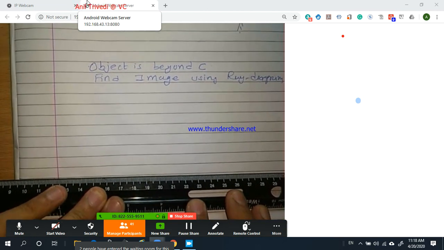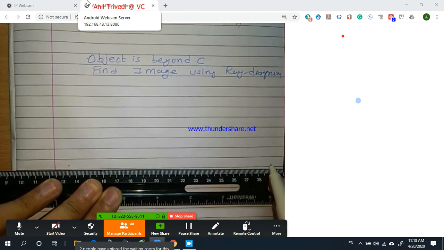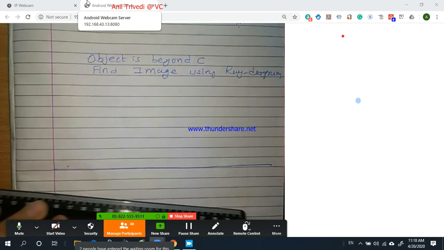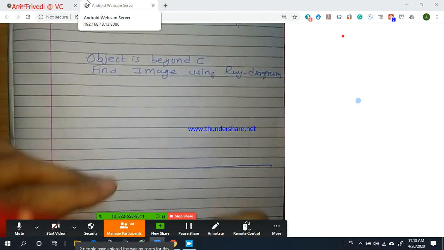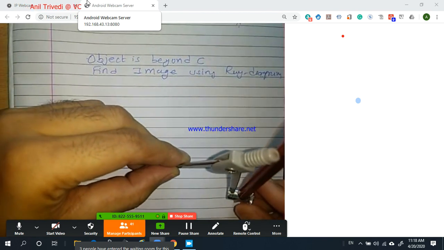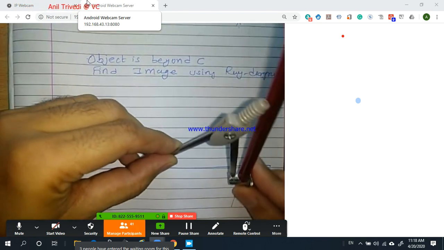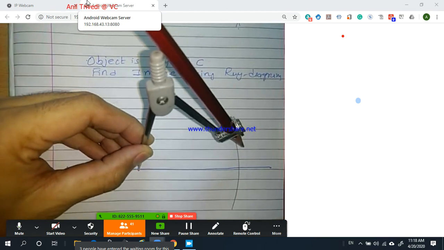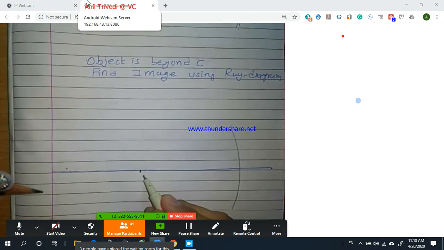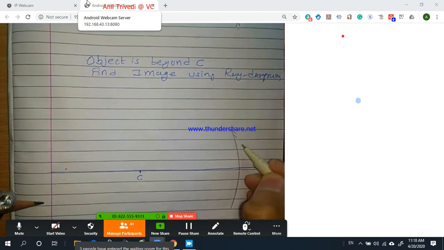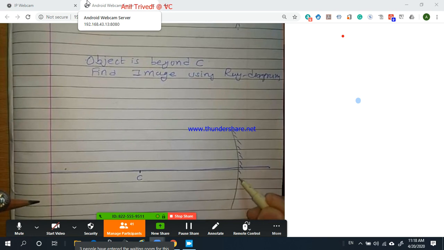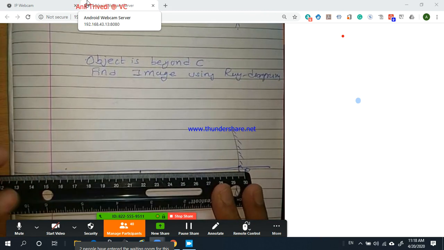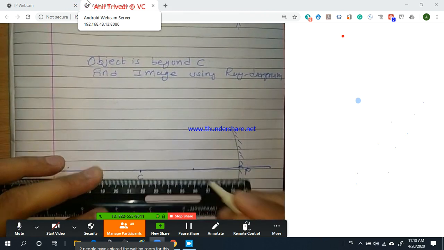What I am drawing is the principal axis, at 4 centimeter, a curve. This is C, shading, and the center of the mirror is P. Am I audible? And then somewhere at 4 centimeter there is F.